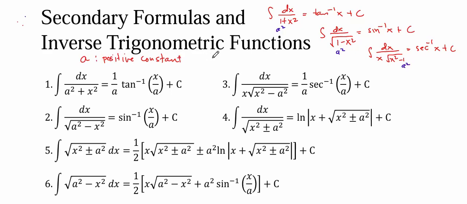Take note that any constant is a perfect square. For example, 4 is 2 squared. 3 is also a perfect square: it is the square root of 3 quantity squared, and the square root of 3 squared is 3. So any positive number is a perfect square. That's why, without loss of generality, we may assume that a is a positive constant. So this is the generalization of this formula.